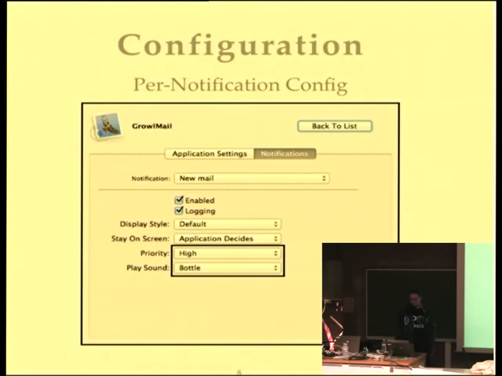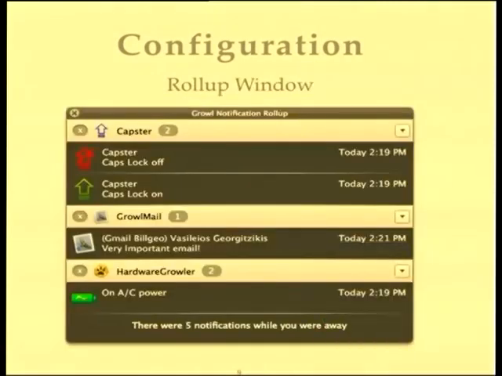We also have a roll-up window, which is basically when you're away from your computer, it gets the notifications and keeps them on view. So when you come back, you can see what happened. So for example, I really did get my very important email from myself. And someone unplugged my cord. Bastard.